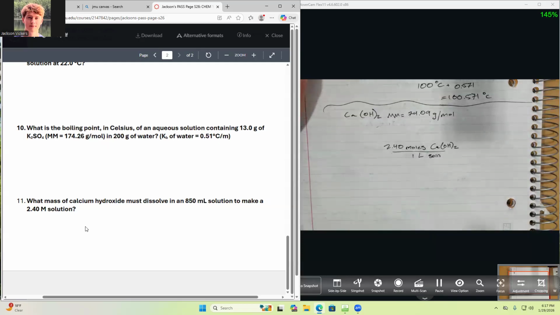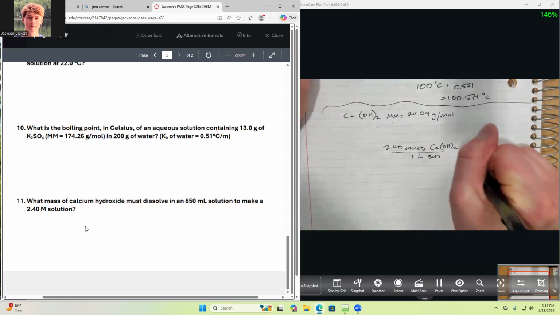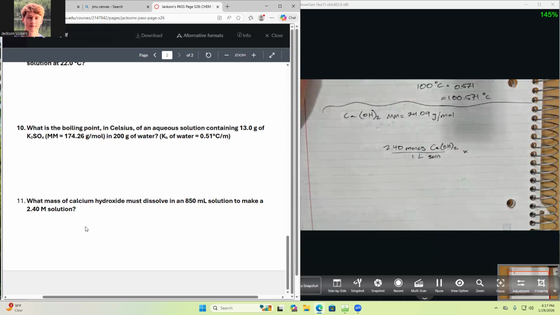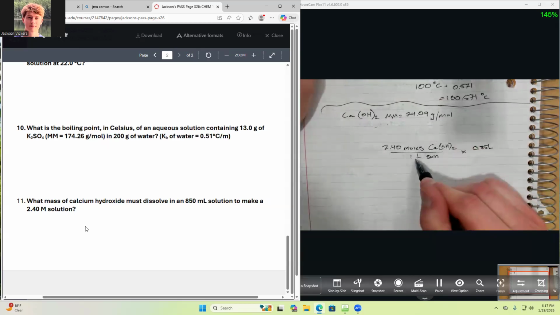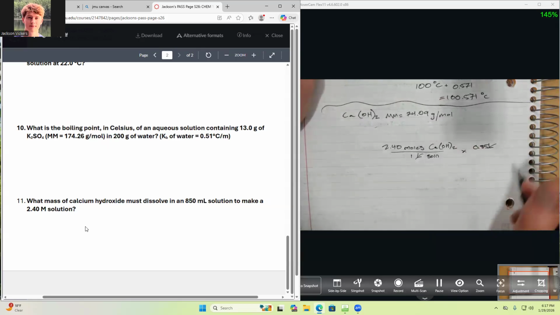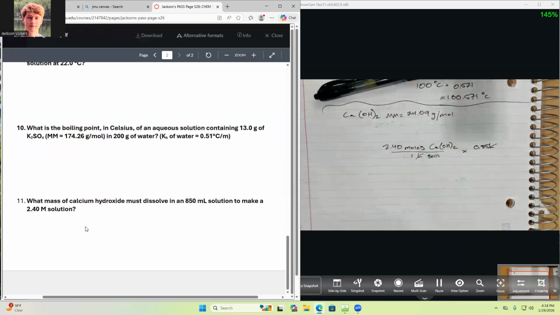Or no, let's do volume first because that's going to be easier. We can get rid of liters entirely. We don't want them in our final answer. Let's throw them away. And the way we can do that is use the volume given to us. We want to make an 850 milliliter solution. So if we use 0.85 liters, we can cancel out volume units. And that's great because we're left with moles of calcium hydroxide by itself.